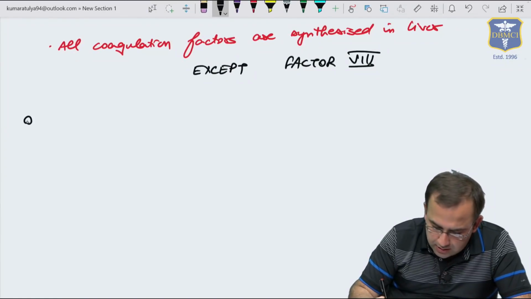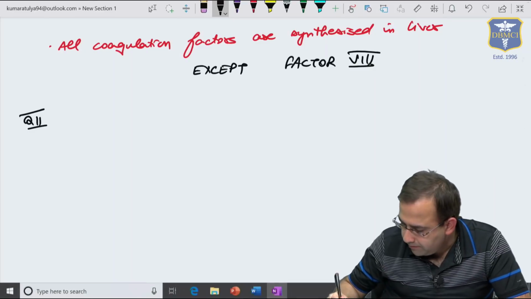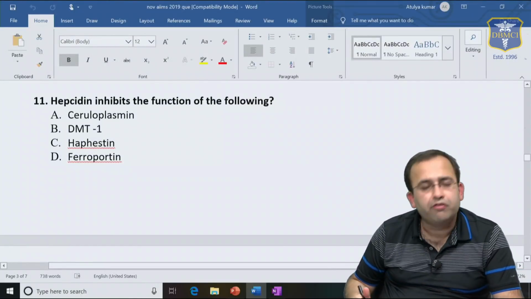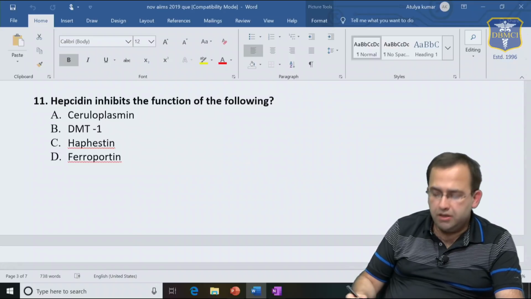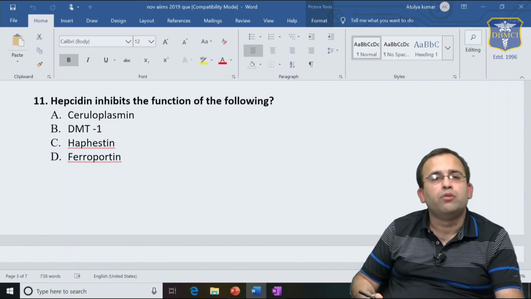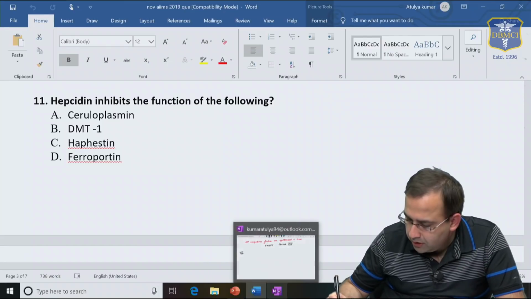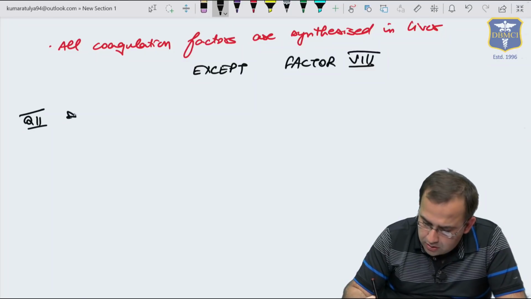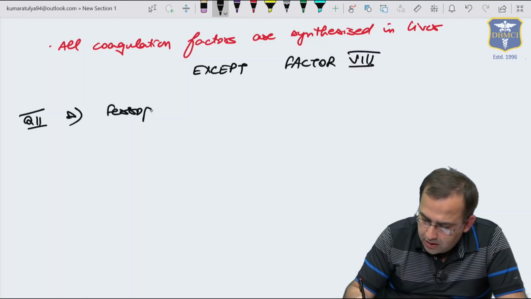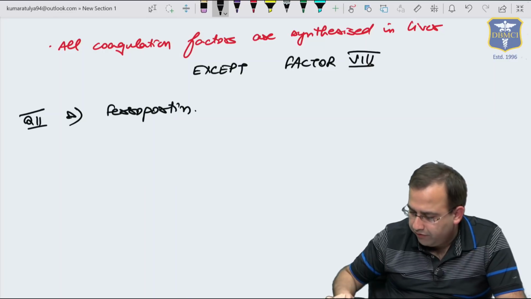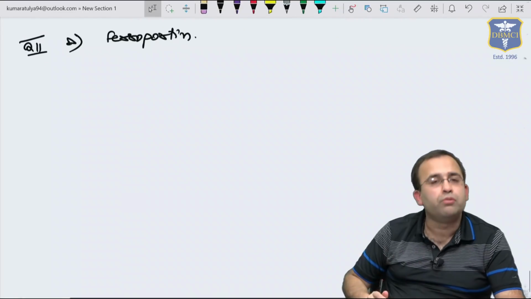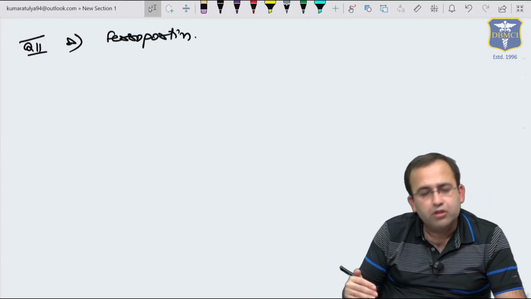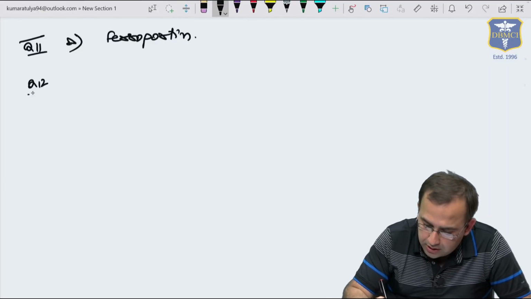Next, this gets us to question 11. Hepcidin inhibits the function of which of the following? This is a repeat question from last year's NEET PG. It inhibits the action of ferroportin. I guess I need not get into the normal iron metabolism and absorption. We've discussed that. So question 11, hepcidin inhibits the action of ferroportin. I am not discussing the repeated questions again because they are easy and non-discriminatory. I want this video to be more high yielding to save your time for NEET PG.